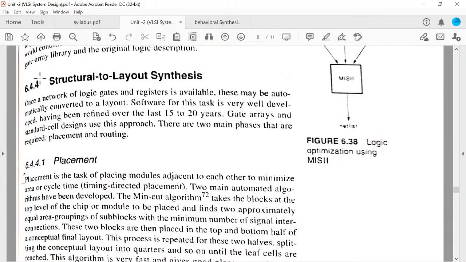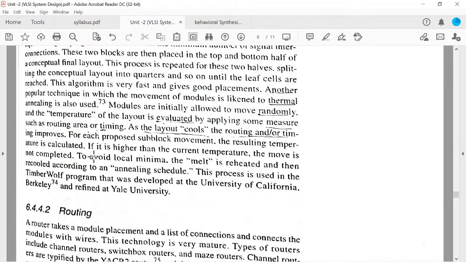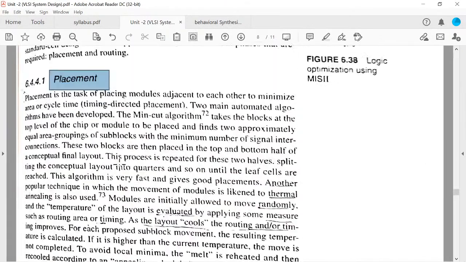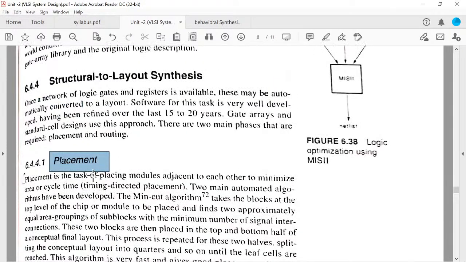Structural layout is mainly divided into two or three types. First one is the placement. What is the meaning of placement in structural synthesis? Now what is the meaning of placement?